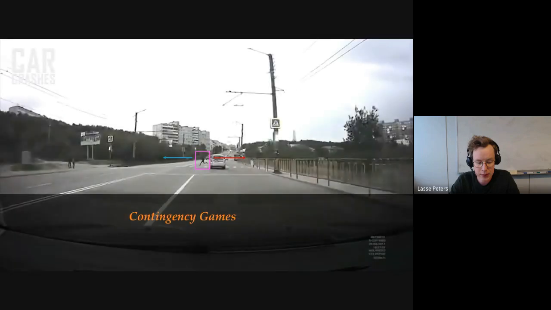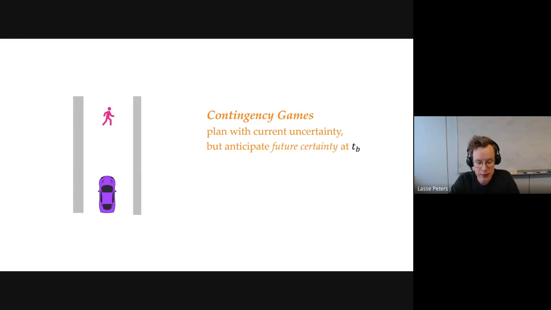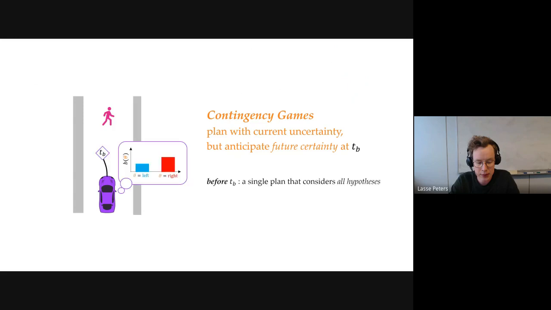So if we look at our running example again, if we were to cast this problem as a contingency game, the key idea is that we will plan with the current uncertainty that we have in our belief, but we anticipate that we will have certainty in the future at a future time TB, which we call the branching time. And so what this means on a high level is that when we have our initial belief, we first make a single plan up to TB, up to this future point of certainty, that has to consider all of the hypotheses and minimizes the cost in expectation.